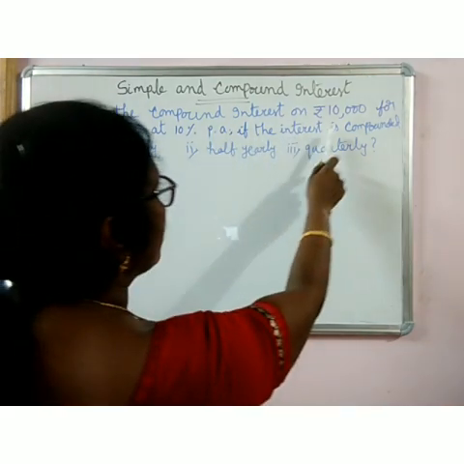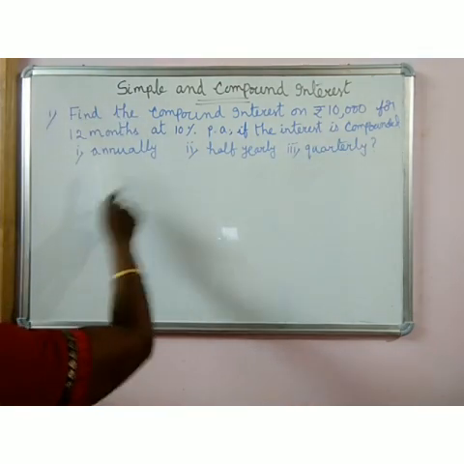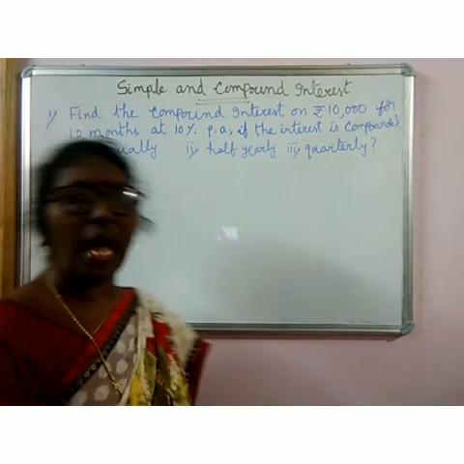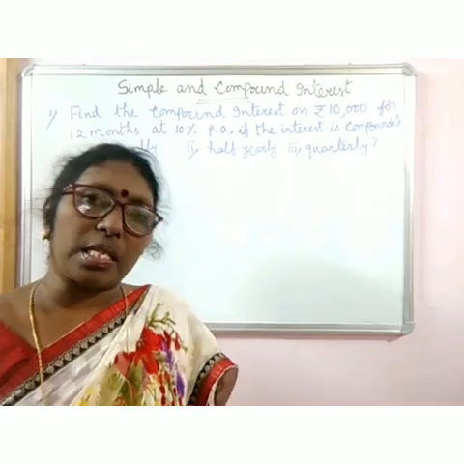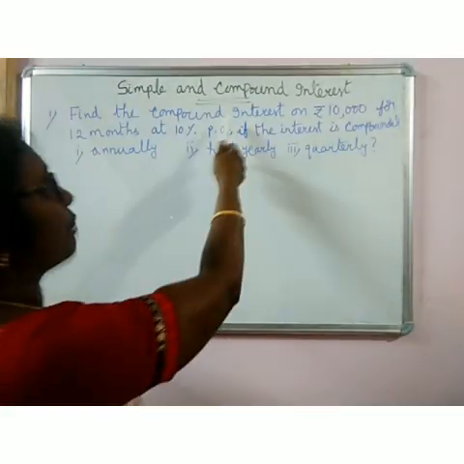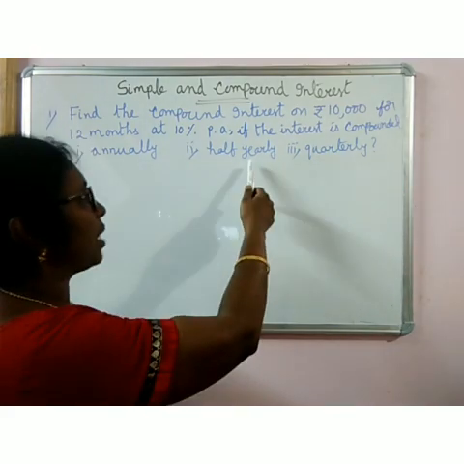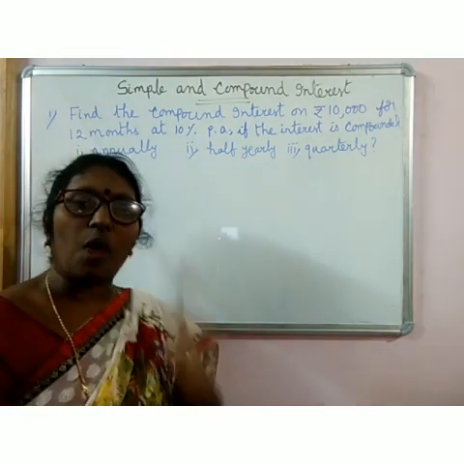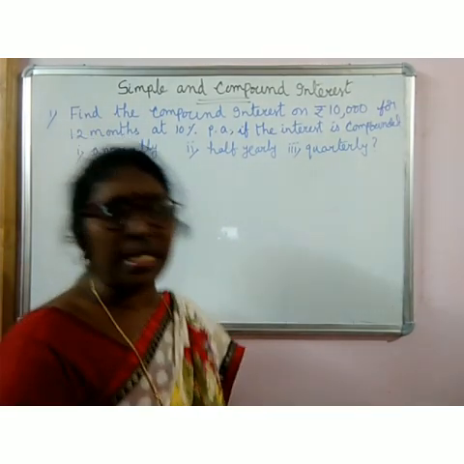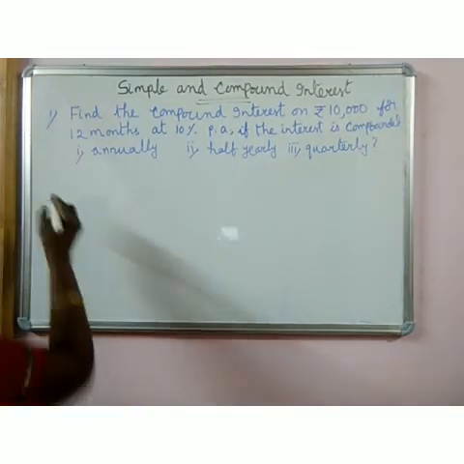If the interest is compounded, there are three bits: annually, half yearly and quarterly. If the interest is compounded annually, what is the compound interest? Similarly, for half yearly and quarterly, you have to find the compound interest in three cases. Let me find out first annually.